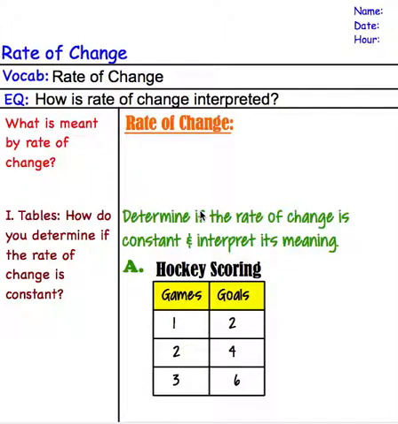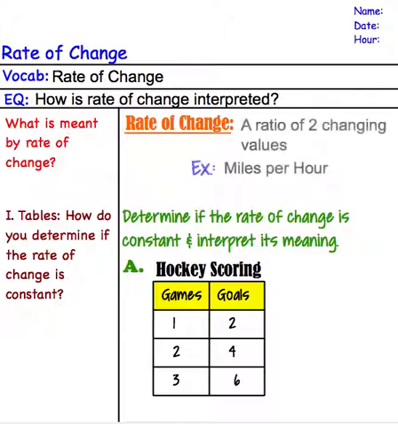and how it's calculated. So first we need to talk about what is exactly meant by rate of change. Rate of change is a ratio of two changing values. For example, miles per hour, because when we drive a car, we're not always going to be driving the exact same speed everywhere we go. Now our first thing is if we have a table and determining if the rate of change is constant.